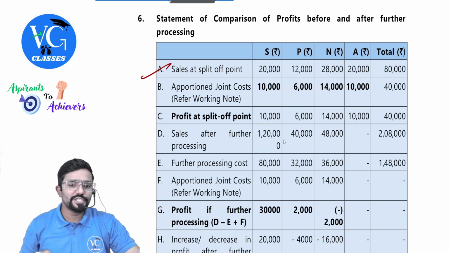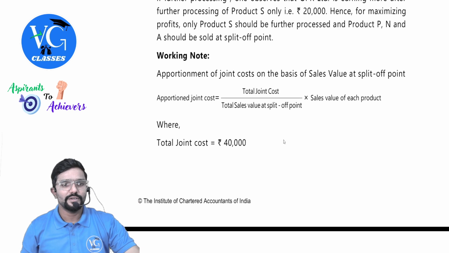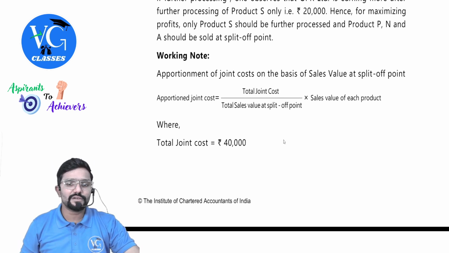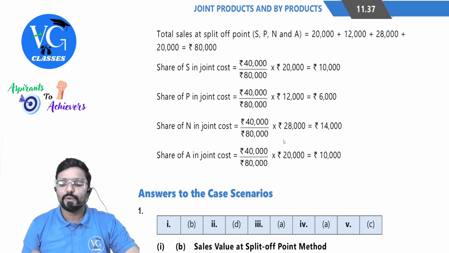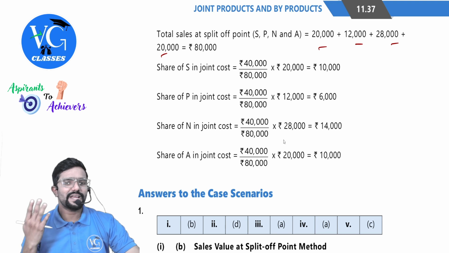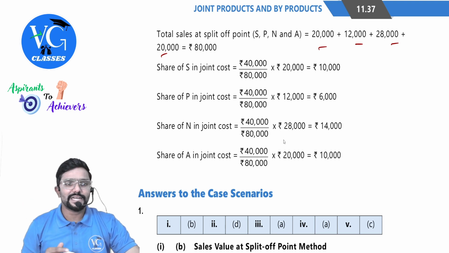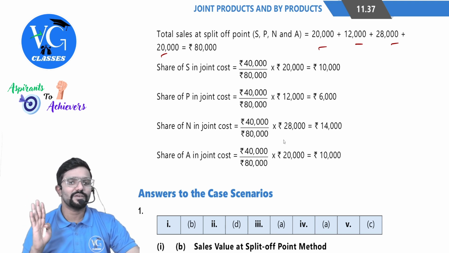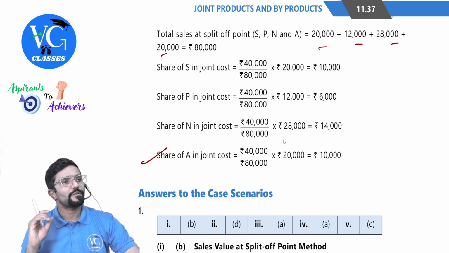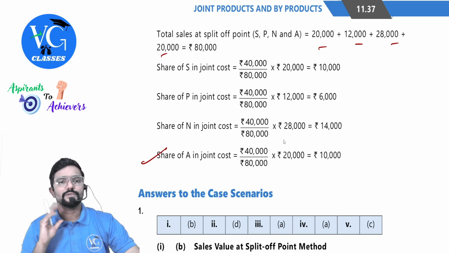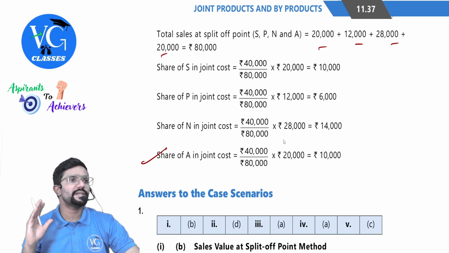Total is 80. Apportioned joint cost, for which they have done the working note. Apportionment of joint cost on the basis of sale value at split off point. Total joint cost is 40,000. Sale value is 20, 12, 28, 20. Total comes to 80. You can simplify it, they have taken it as it is. So for Yes, 40,000 divided by 80 into 20. For P and all it continues. You can cross check for 1 or 2. For A, 40,000 divided by 80 into 20: 10,000. So joint cost apportioned is 10, 6, 14, 10.